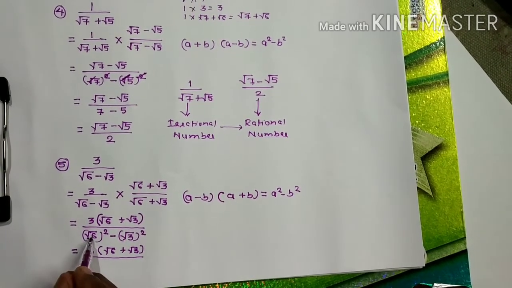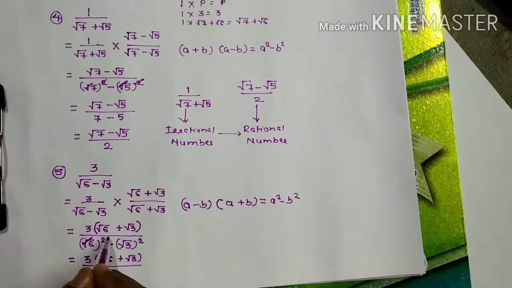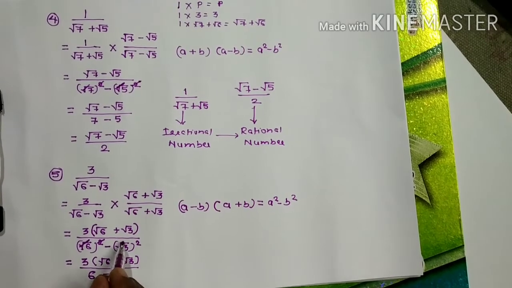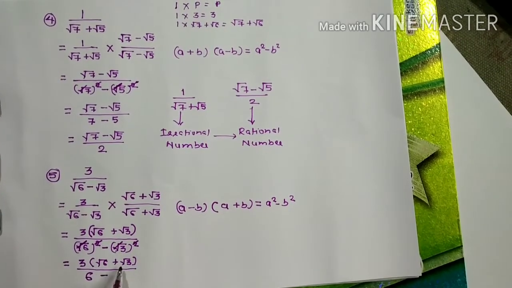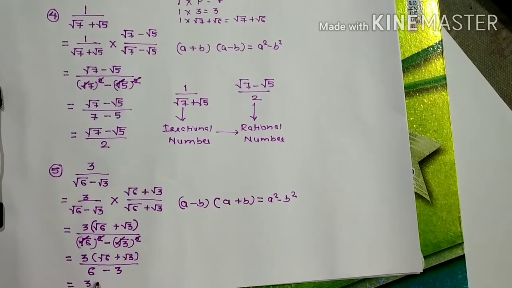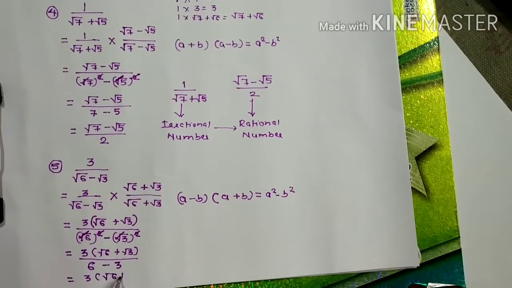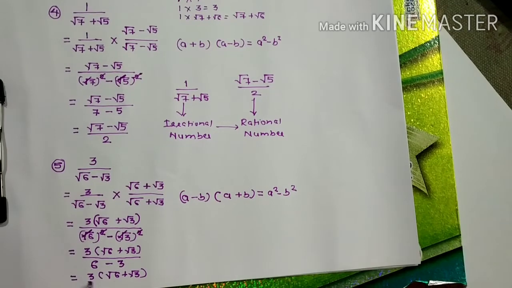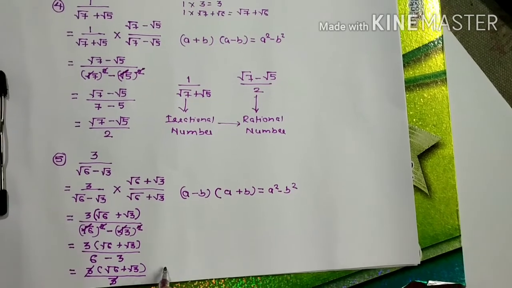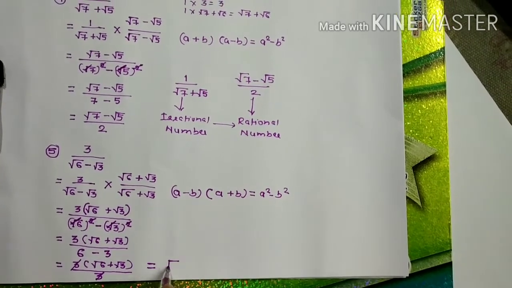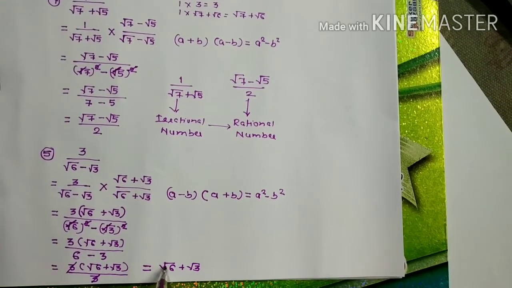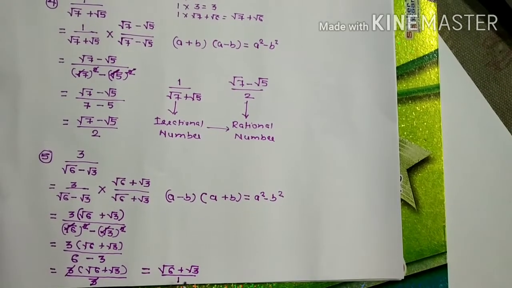Then root 6 square, the square root and square get cancelled. So what remains here? 6. Then minus, this square root and square get cancelled. So what remains? 3. It is equal to 3 bracket open root 6 plus root 3 divided by 6 minus 3, which is 3. So this 3 and 3 get cancelled. What is the answer? Root 6 plus root 3. So we can write root 6 plus root 3 divided by 1.